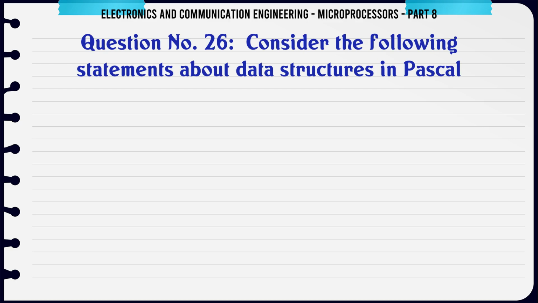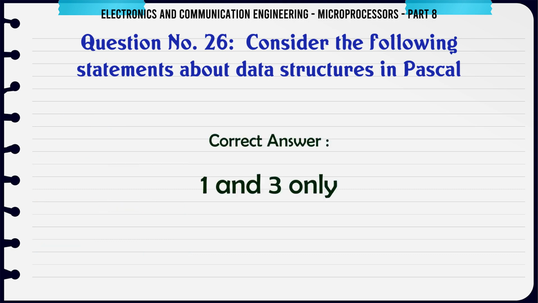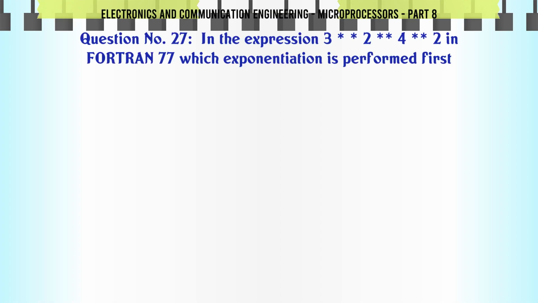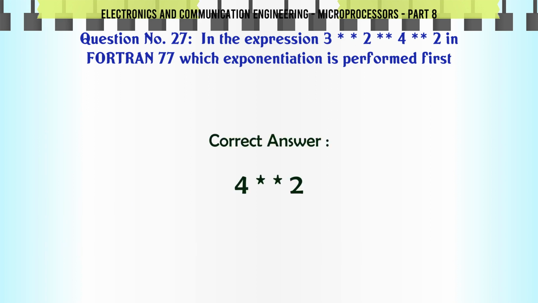Consider the following statements about data structures in Pascal. A, all. B, 1 and 2 only. C, 1 and 3 only. D, 2 and 3 only. The correct answer is 1 and 3 only. In the expression 3**2**4 in FORTRAN 77, which exponentiation is performed first? A, 2**4. B, 3**2. C, 3**4. D, all exponentiations are performed together. The correct answer is 2**4.